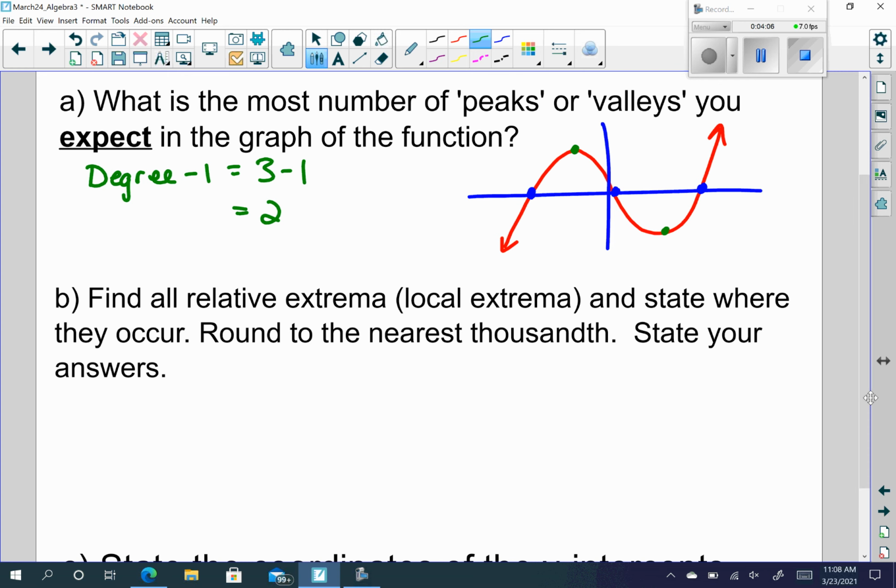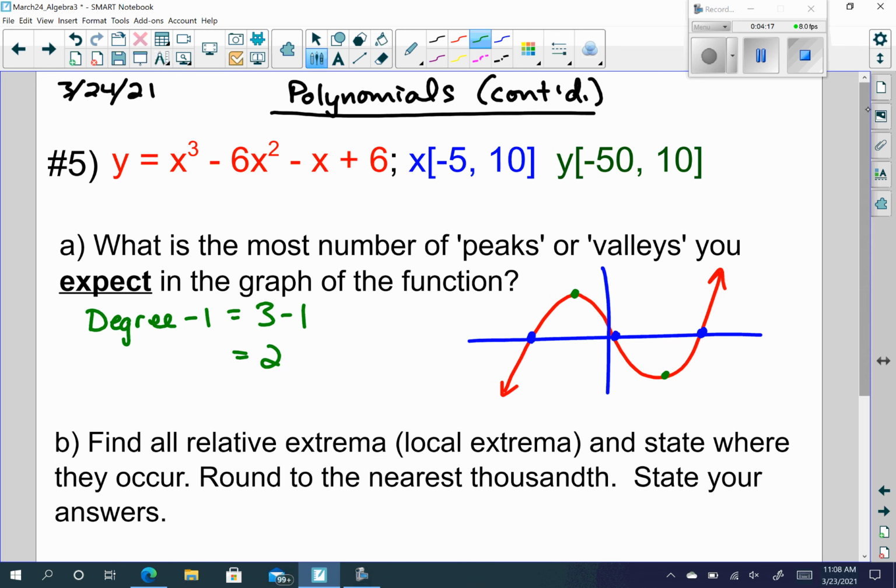So B, find all relative extrema, local extrema is what we also call it, and state where they occur. So this is what we practiced yesterday. So go ahead to Desmos and graph this function. Pause the video to do that.